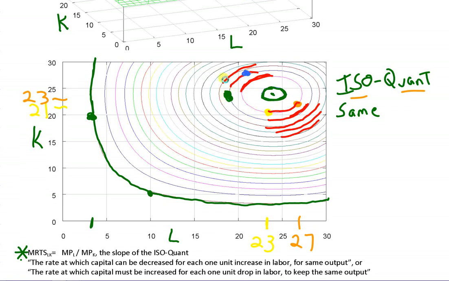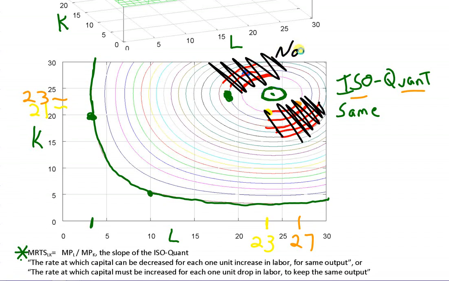So you can just kind of cross off any portion of an isoquant that has an upward sloping part to it. You would call this a non-economic region, is the technical term for it. Non-economic region. And it just means there's a cheaper way to do it, obviously. It's just very, very easy to see that.